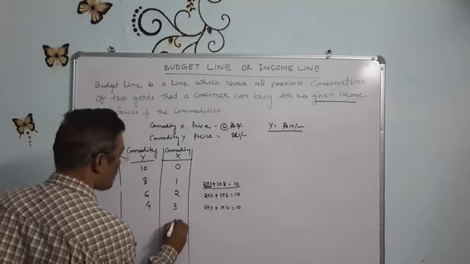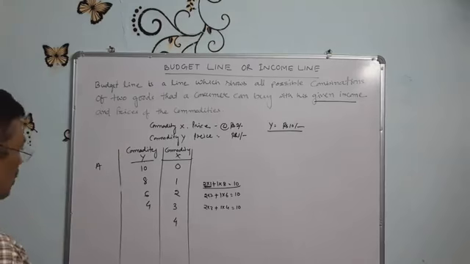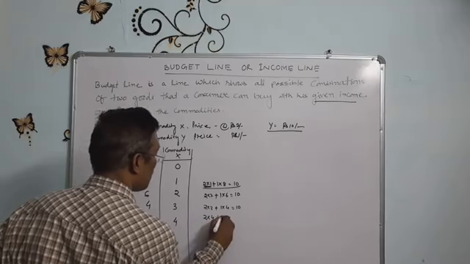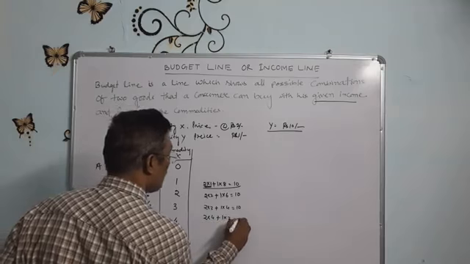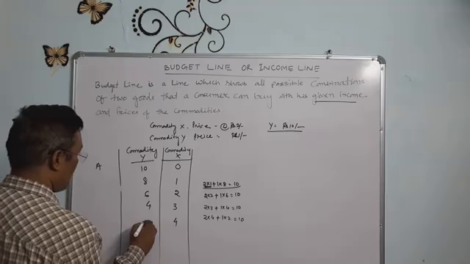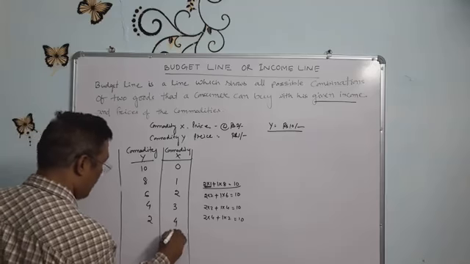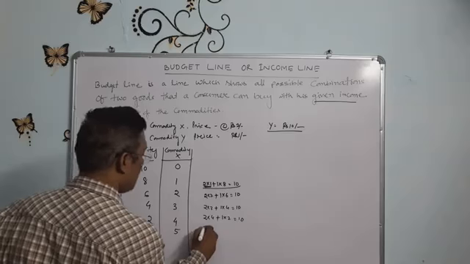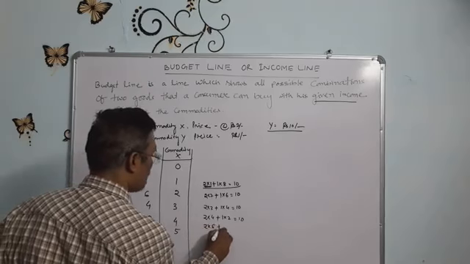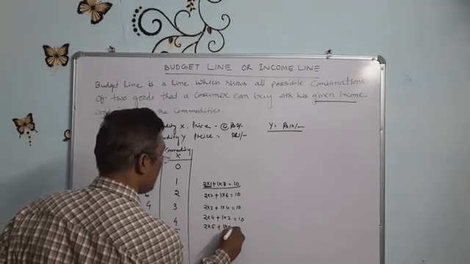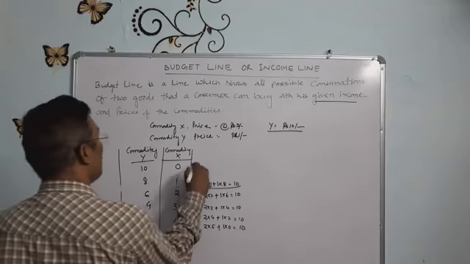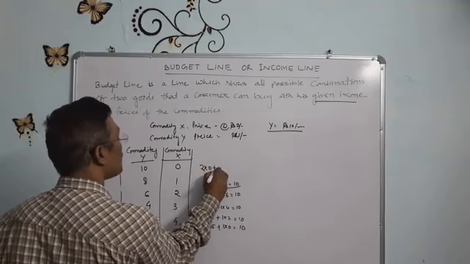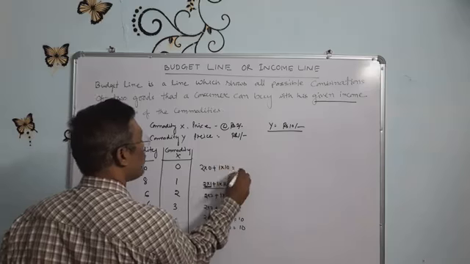Similarly, with 4 units of good X, 2 into 4 is 8 plus 1 into 2 equals 10. So it is 4 units of X and 2 units of Y, and 5 units of X and 0 units of Y, that is 2 into 5 plus 1 into 0 equals 10. And with 0 of X and 10 of Y, 2 into 0 plus 1 into 10 equals 10.